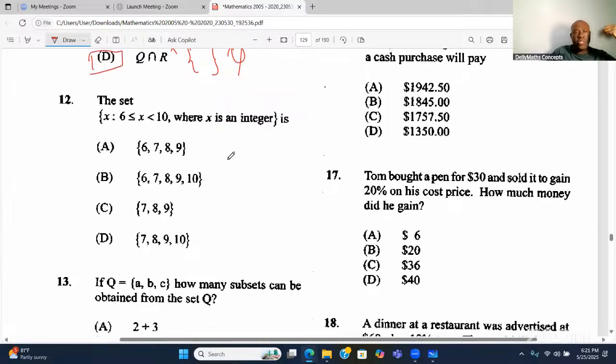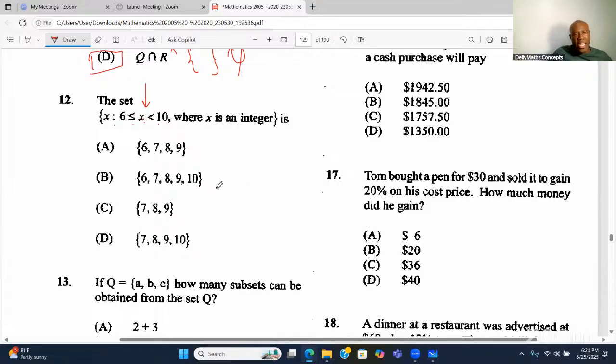Now let's take a look at number 12. So number 12 says here that we have x. We have a set of values of x such that x is greater than or equal to 6, but less than 10. See that? Less than 10. That means 10 is not a part of it. It's less than 10, but it's greater than or equal to 6, which means 6 is in it.